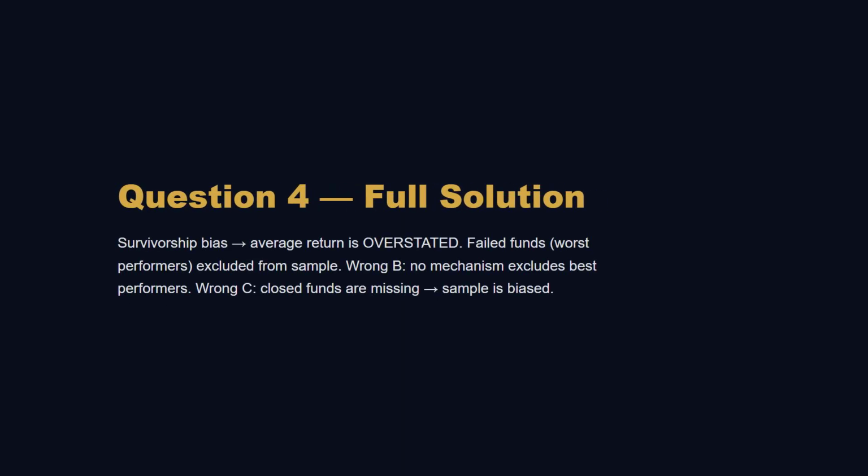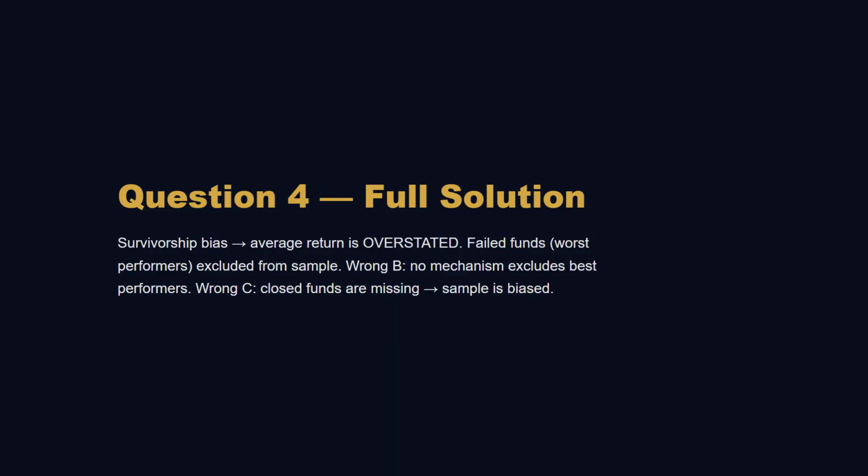The answer is A, too high or upward biased. This is survivorship bias in action. By including only funds currently in operation, the study excludes all funds that closed during the 20-year period. Funds closed primarily because they performed badly. Investors withdrew money, assets under management dropped below a viable level, and the fund manager shut it down. When you exclude the worst performers, you pull the average upward. The reported 11% includes only winners and middling performers.